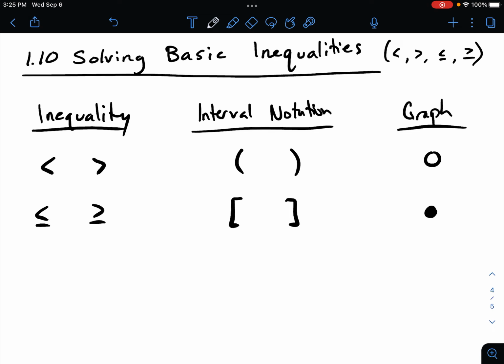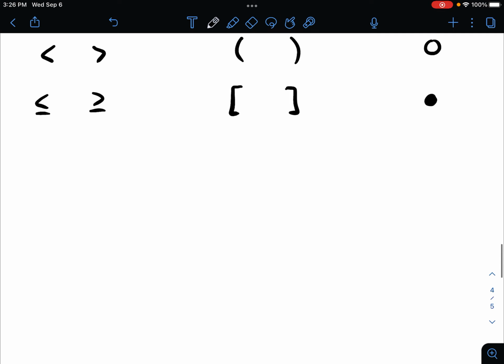All right. Now, when I'm talking about the parentheses and the brackets, one side maybe gets the parenthesis and the other side gets the bracket, or maybe they both have brackets or they both have parentheses. It just depends on what your solution is. So let's do a few examples here. I've got this first example, and let's say I have the inequality x is less than 3.